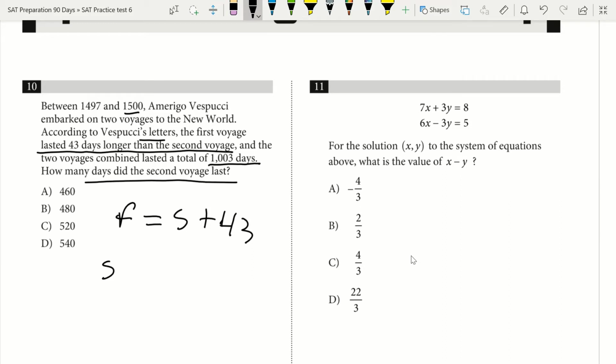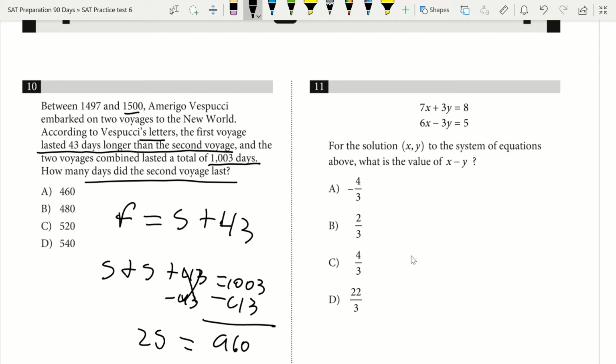Okay, well the total is going to be the second plus the first. We know the first is S plus 43, so we can write S plus S plus 43. We know that that's got to equal 1,003. Subtract 43 from each side. That's going to leave us with 960 equals 2S. Divide each side by 2 to get rid of that. 960 over 2 is going to leave us with 480 for our second voyage. So the correct answer there is going to have to be B for number 10.